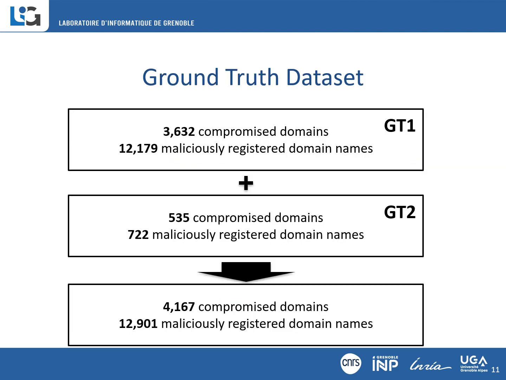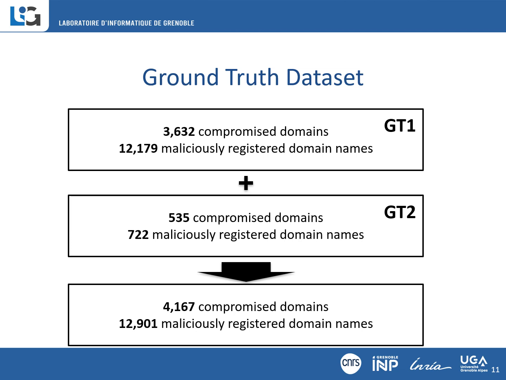Using the automated methods, we identified 3,632 compromised and 12,179 maliciously registered domains. The limitation of our proposed method is that the abuse must be mitigated. If a malicious domain name was not taken down, our automated approach cannot label it as maliciously registered. A similar situation occurs when malicious content is not removed from the web server in the case of compromised domains. This is why we merged two ground truth datasets.